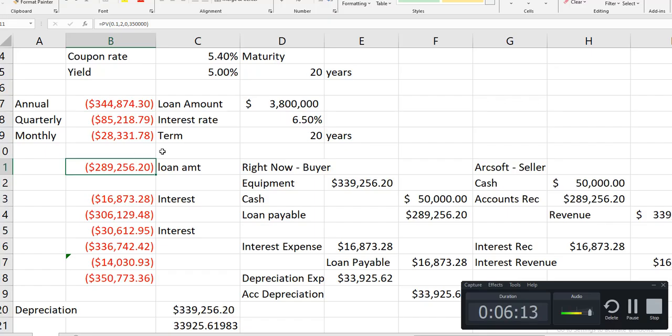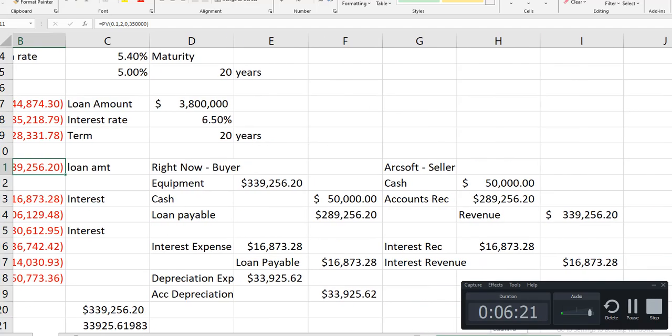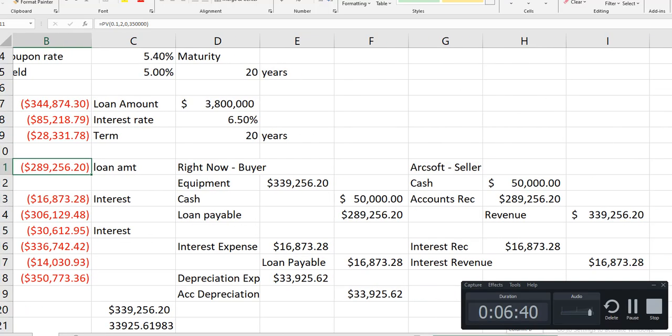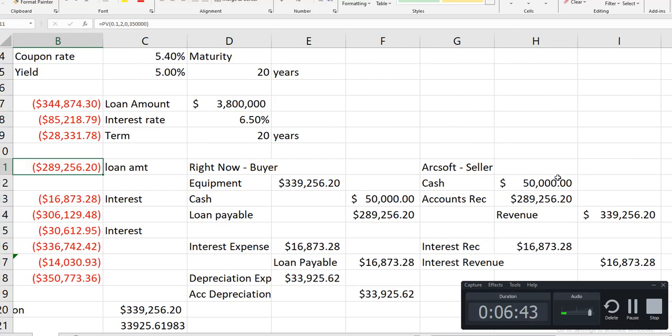We are required by GAAP to calculate that amount and record our equipment at that amount and record revenue at that amount. So it affects both the seller and the buyer. Buyer's going to debit equipment, credit cash for the $50,000, and owe ArcSoft $289. ArcSoft is going to deposit the cash, record accounts receivable for what they have right now as a loan payable, and record the revenue. Applying the fact that this has an interest component, it is not exactly $250,000, it is $339,256.